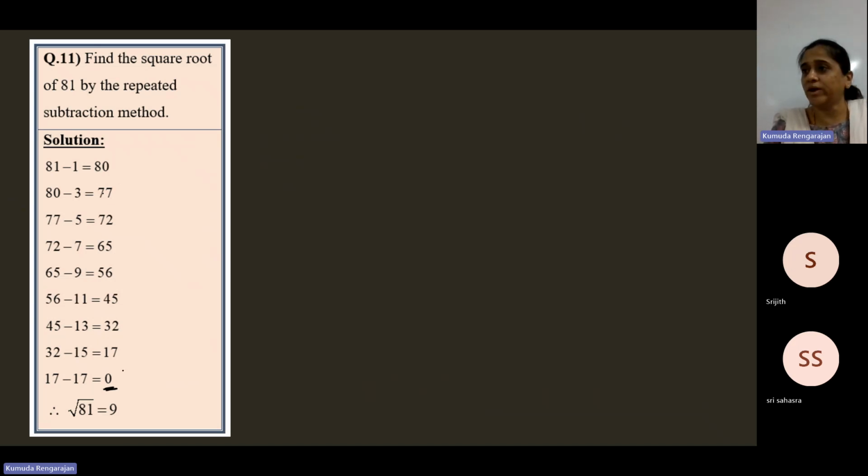Now, how do you find the square root of 81 in this procedure? How many steps have we used here? 1, 2, 3, 4, 5, 6, 7, 8, 9 steps. So the square root of 81 is 9. All right. Now let's take 25. 25 minus 1 first.